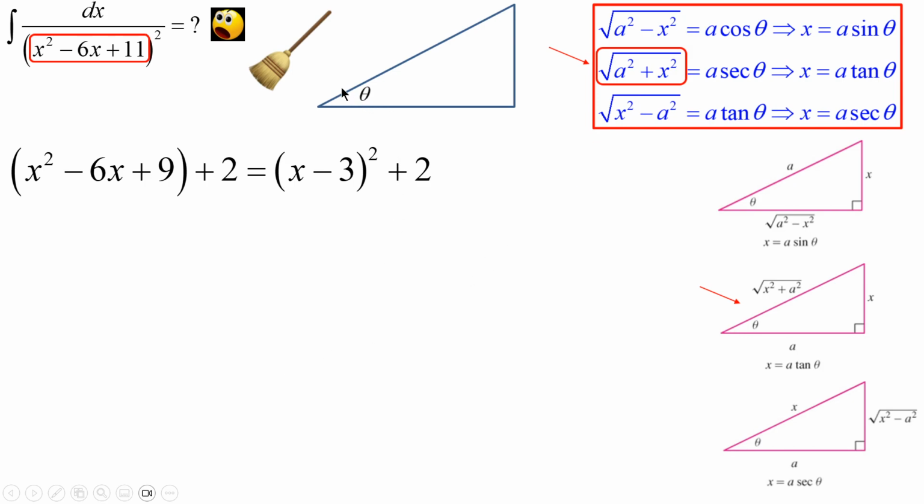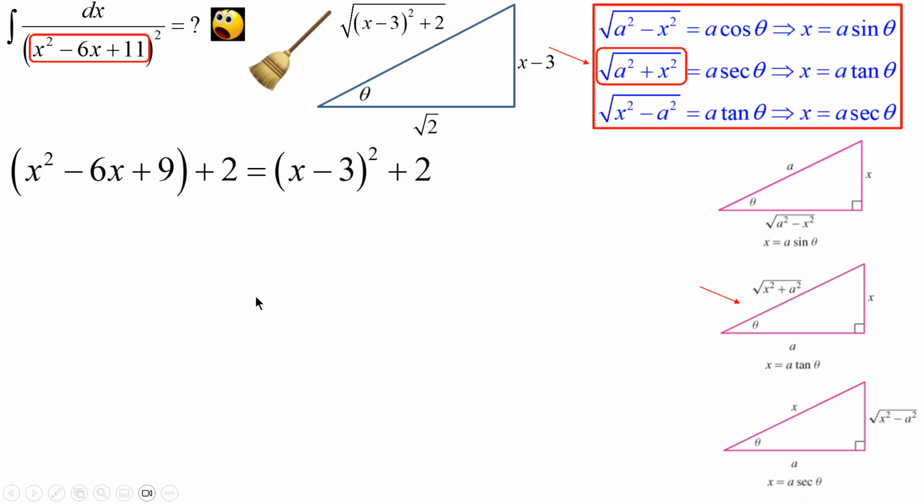And that's going to make my triangle here in terms of x and my a. Well, opposite is going to be that x minus 3, because that's usually just the x right there. And my a is going to be, well, that's a squared, so a is going to be root 2. And then the radical is going to be the hypotenuse this time. And what's underneath that radical? X minus 3 quantity squared plus 2. Now we're ready to get down to business, and I'm really excited.